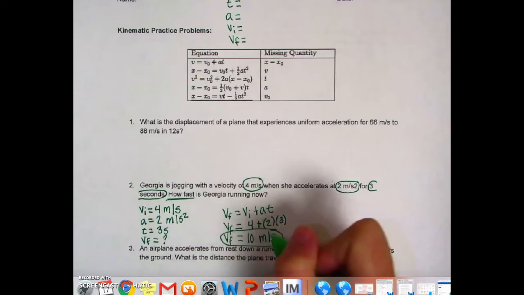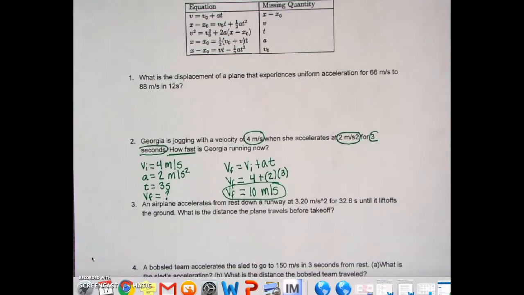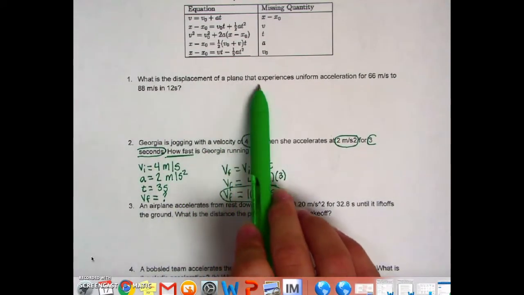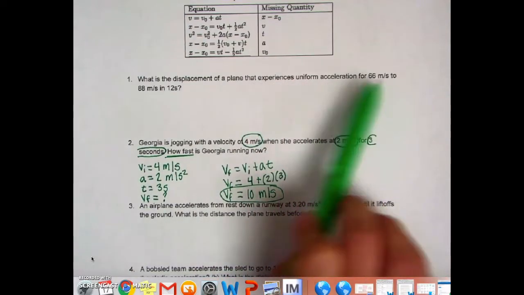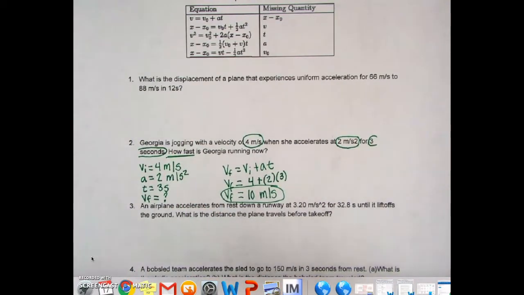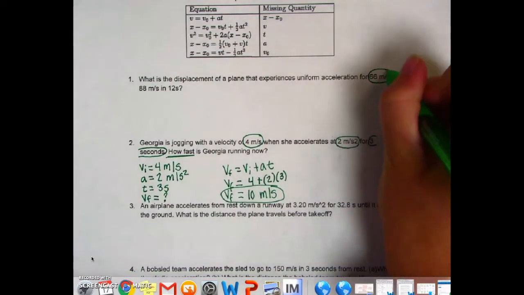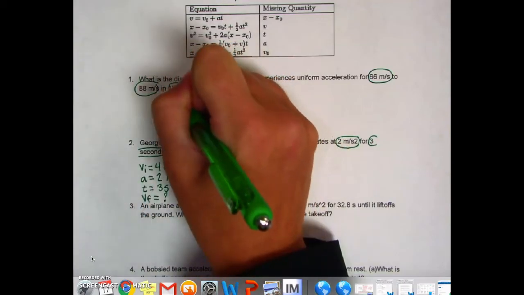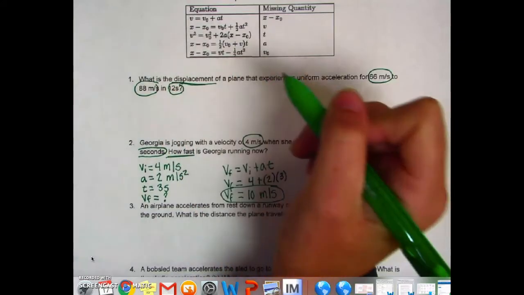All right, so let's take a look at number 1. Like I said, I'm just jumping around. Number 1 says, what is the displacement of a plane that experiences uniform acceleration from 66 meters per second to 88 meters per second in 12 seconds? Again, I'm going to circle any values and units it gives us: 66 meters per second, 88 meters per second, and also 12 seconds. Then I'm going to underline what I'm looking for, which is displacement.